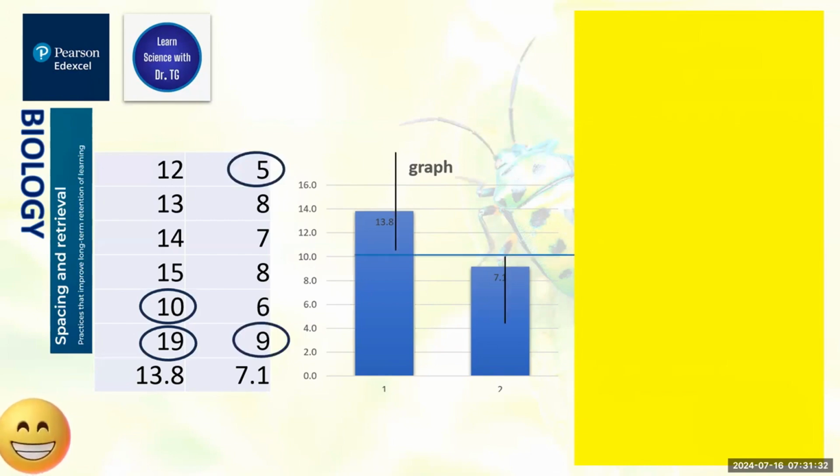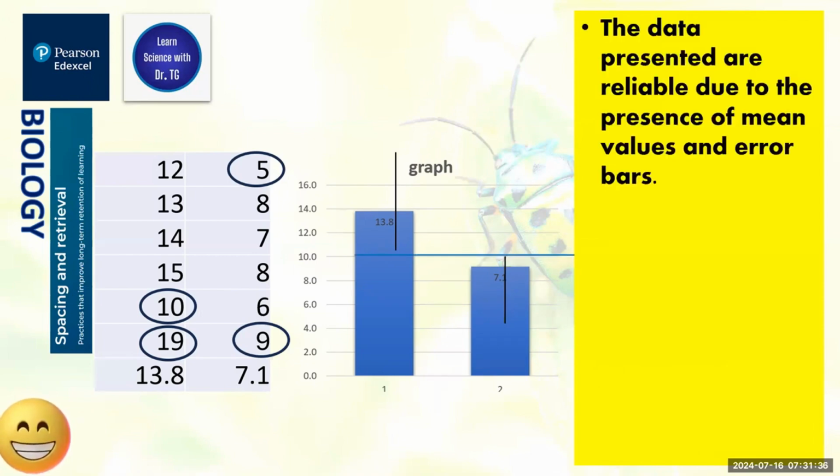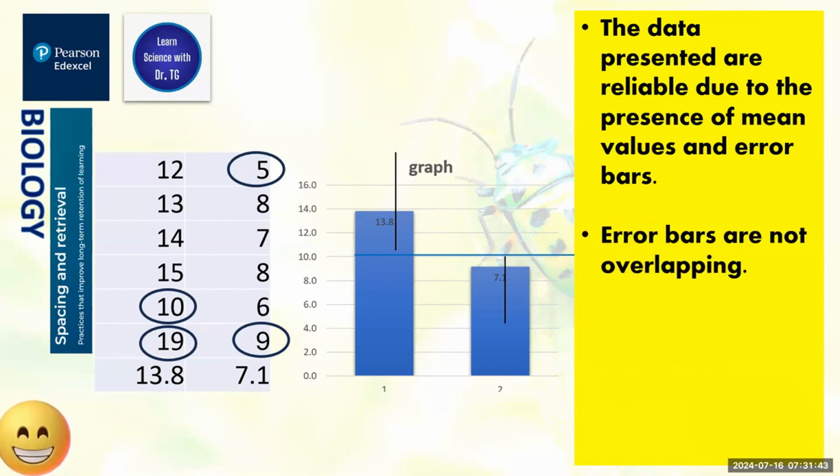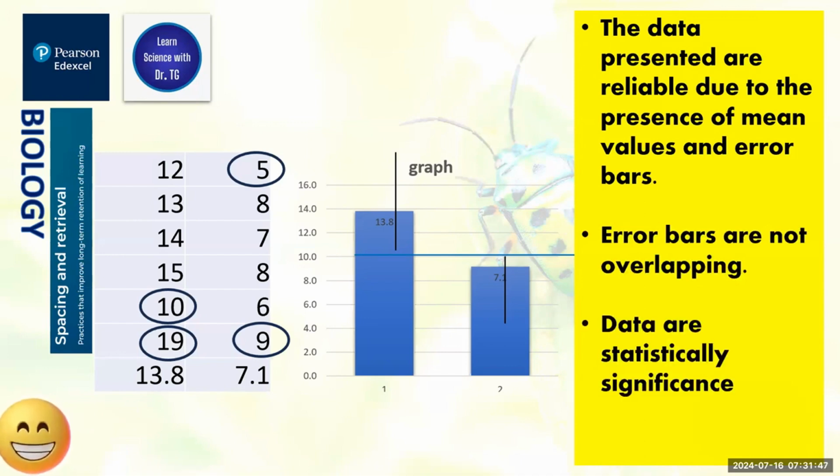Now we check whether error bars are overlapping. No, error bars are not overlapping. Then we make a conclusion. The data presented are reliable due to the presence of mean value and error bars. Error bars are not overlapping. Second point. Data are statistically significant. Now we can use this data to publish.